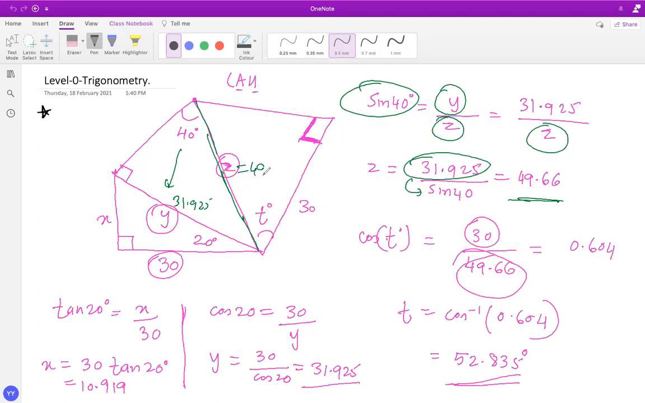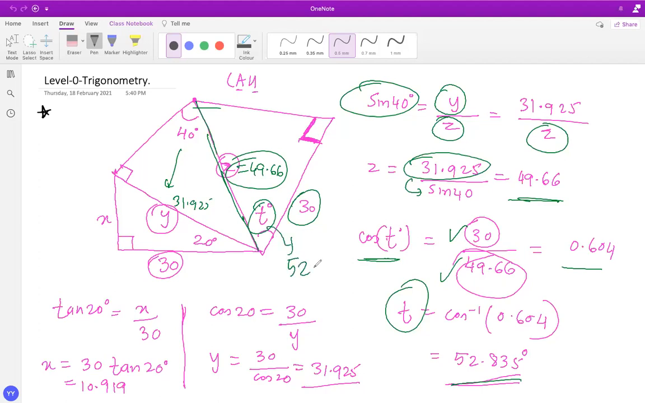This is 49.66. And the last was to find the missing angle. You could use Pythagoras to find this side, but that becomes a little lengthy. So you could use the adjacent side already known and the hypotenuse known. The best to use was the cos ratio. So cos t is adjacent over hypotenuse, which is 0.604. Then you can use a calculator to find the exact value of this angle, which is 52.8 correct to one decimal place.